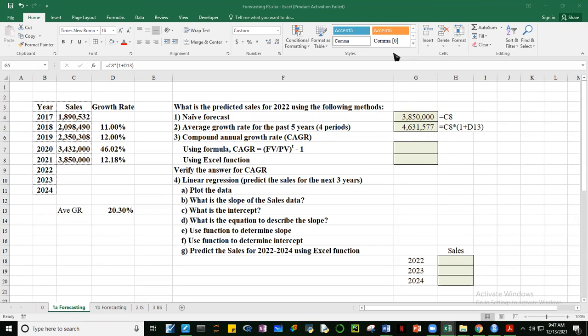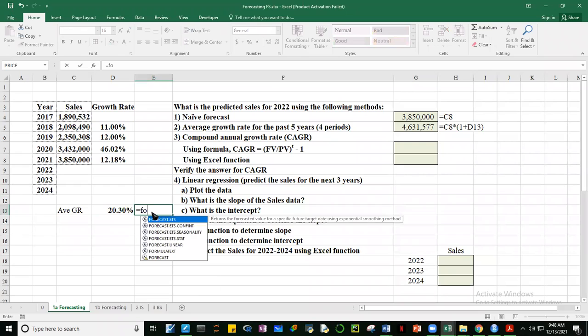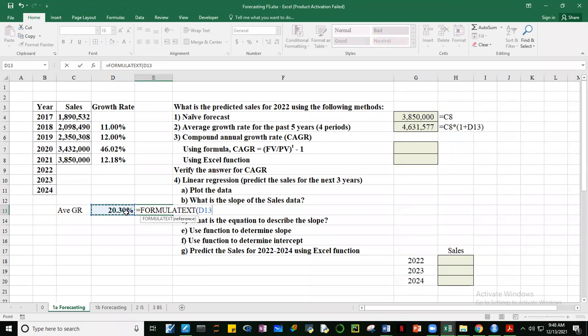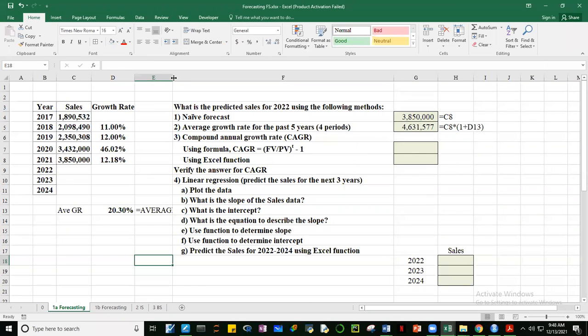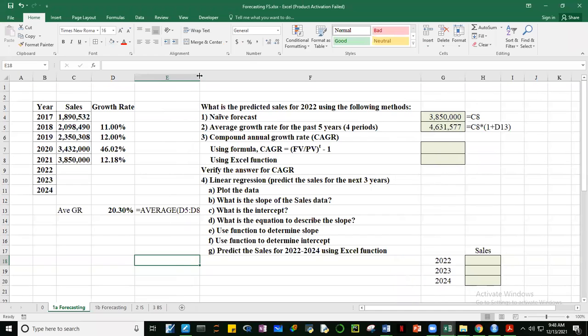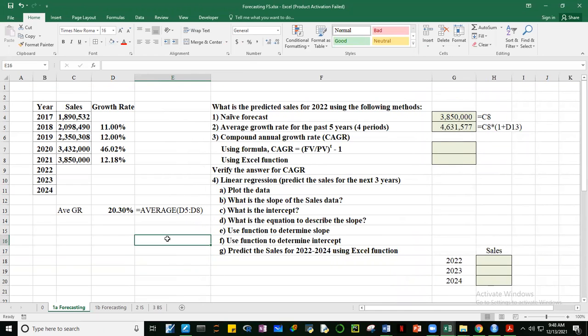Percentage, po. Okay, thank you, Michael, for that question. Okay. Percentage, this one, no? So, let's copy this also. Formula text. There. That you can see the formula. So, let me also put it here.